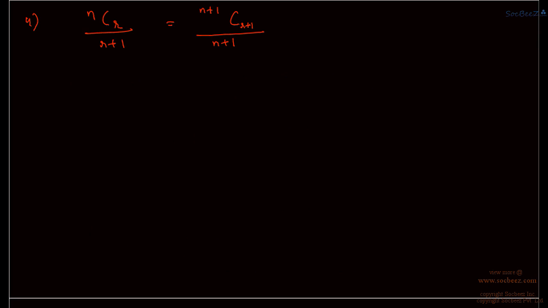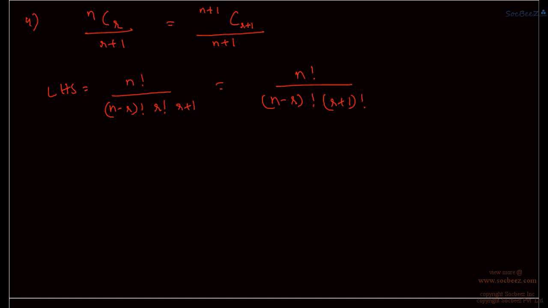Okay. So nCr by r plus 1 is equal to n plus 1 C r plus 1 by n plus 1. This actually is pretty simple to arrive at. What you do is, I'll first write the LHS. LHS is nCr, that is n factorial by n minus r factorial into r plus 1. Right? Now I see that r factorial into r plus 1 is nothing but r plus 1 factorial, right? So I have n factorial by n minus r factorial, r plus 1 factorial, right?